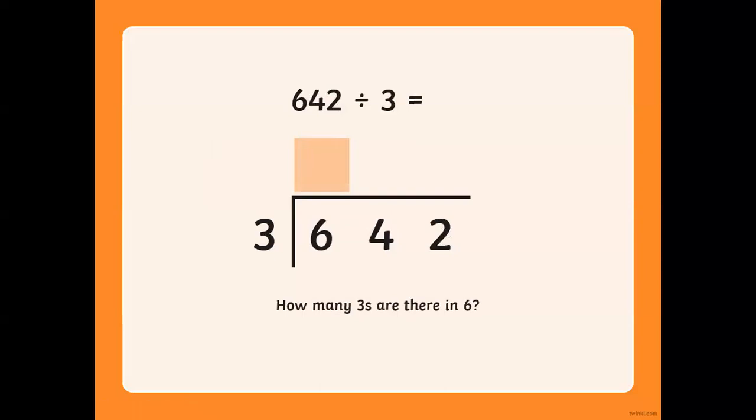642 divided by 3. How many 3s are there in 6? Of course, 2. No remainder because nothing is left over. So you just ask 4 divided by 3 next, which is 1. And this one has a remainder. It has a remainder of 1 that you write on the next house.